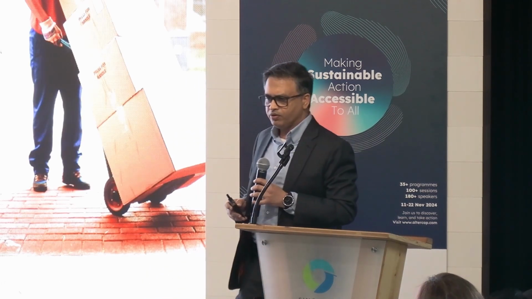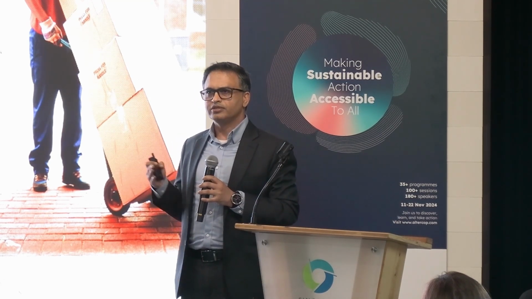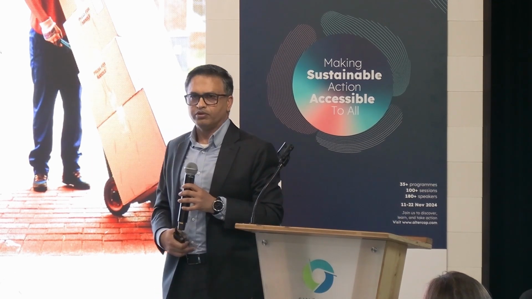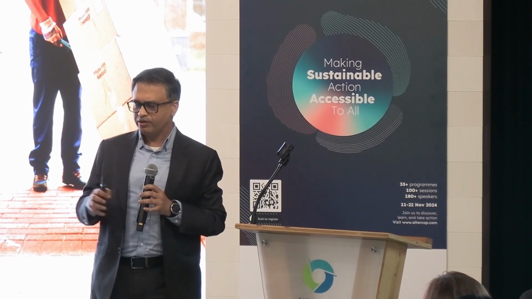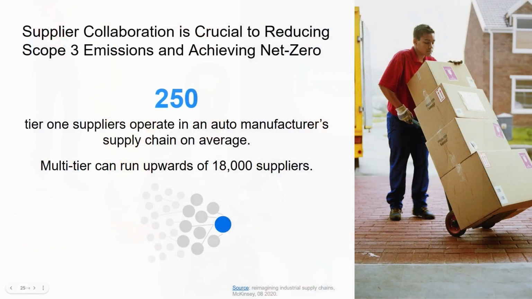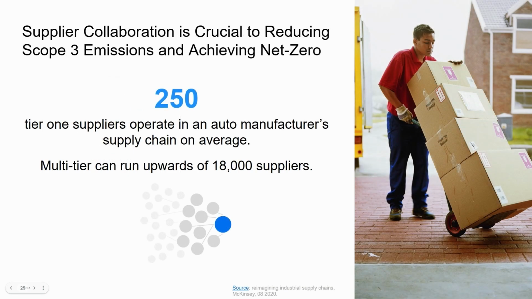So let's look into some statistics. What is the volume we are talking about when it comes to suppliers? I'm taking an example from the automotive industry. Valiant also took a similar example. On average, the number of tier 1 suppliers is 250. If you look at multi-tier, it can go up to 18,000 different suppliers.